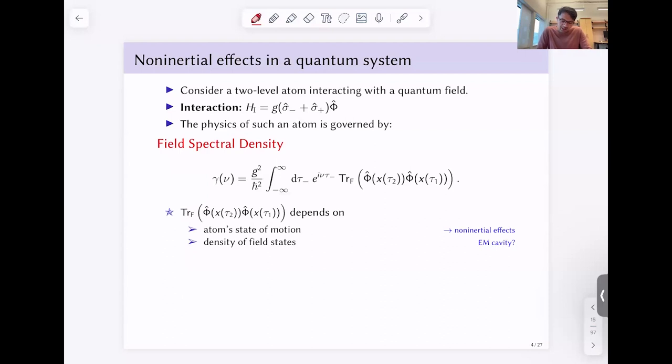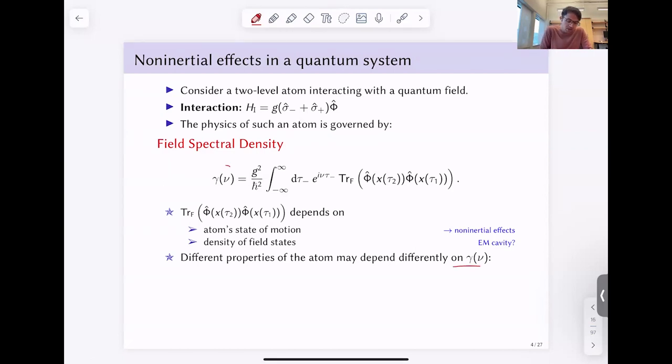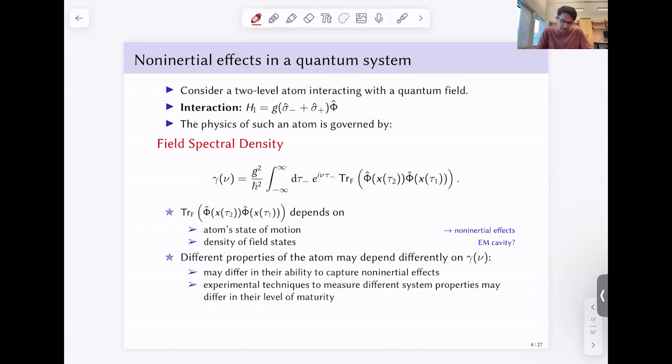The second observation that we want to make is that different properties of the atom may depend differently on Gamma(ν). Gamma(ν) governs the physics of such an atom with this interaction Hamiltonian, and different properties of the atom may depend differently on it. Which means that different properties may differ in their ability to capture non-inertial effects, and moreover, they may differ in the state of maturity of the experimental techniques required to measure those system properties.